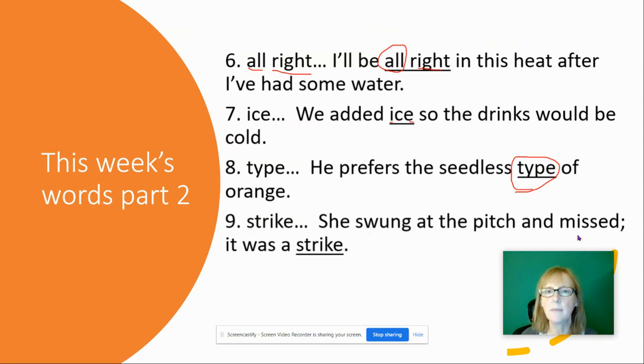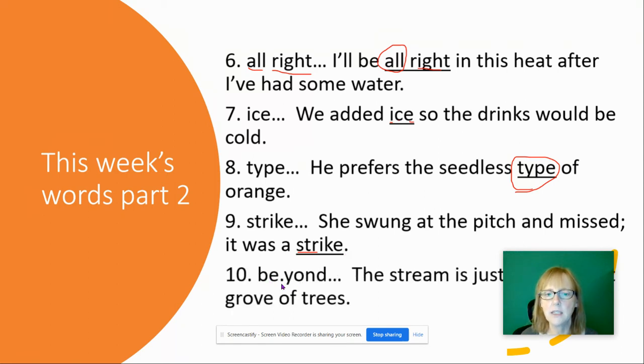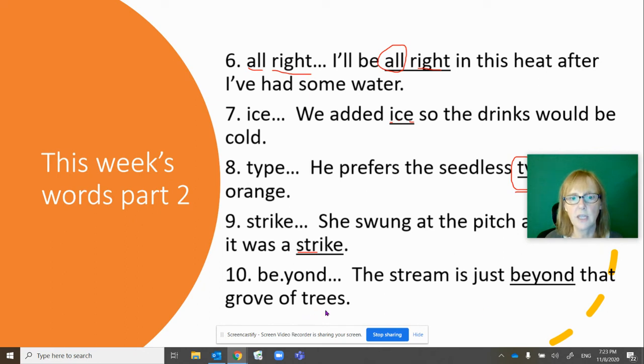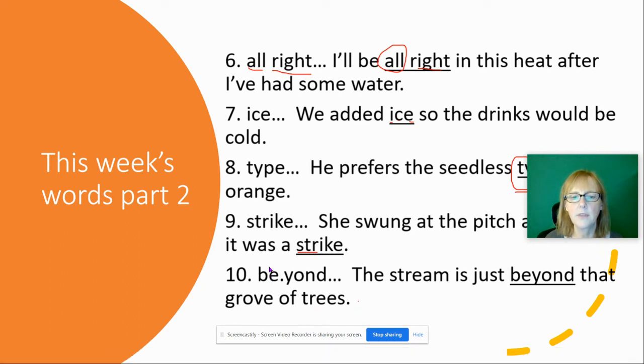Strike. She swung at the pitch and missed. It was a strike. Now be careful because you have to hear all three of those consonants at the beginning. STR, then we've got our long I, we've got our K, spelled with a K for our consonant, and our silent E at the end. Beyond. The stream is just beyond that grove of trees. This is a long E sound, B, yond, right?